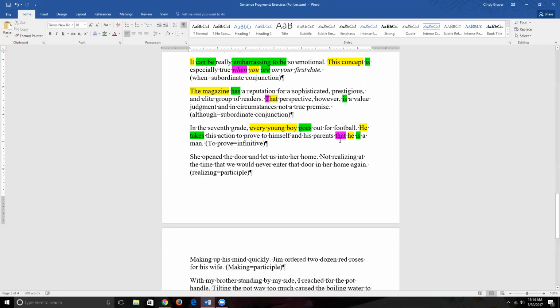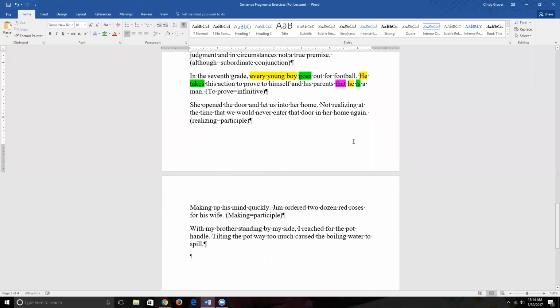And of course, we could make this he is a real man as its own sentence, although it really wouldn't make sense in the context. So those are 2 ways of solving our sentence fragment problem. Let's go on to our next sentence.